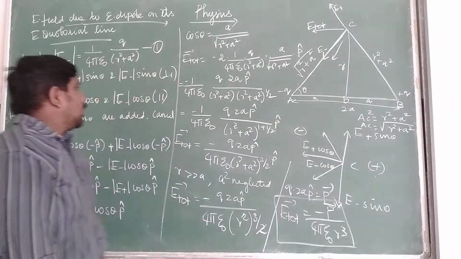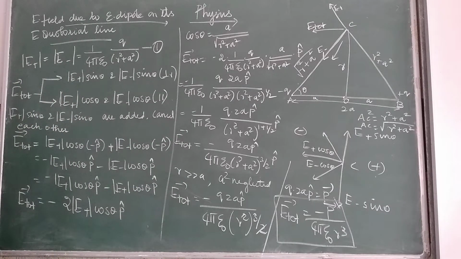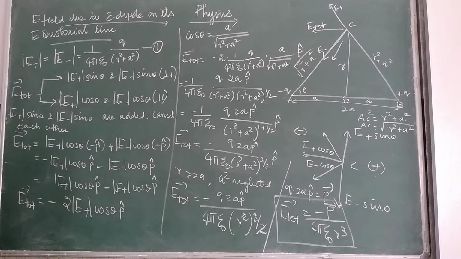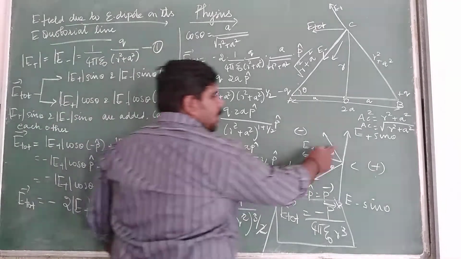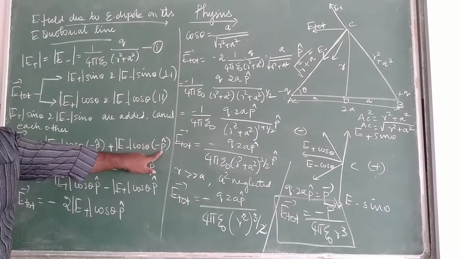So here the total electric field will be resolved into two components. What are the components? E plus sin theta and E minus sin theta, and the other is E plus cos theta and E minus cos theta. But E plus sin theta and E minus sin theta cancel each other. So the remaining components are only E plus cos theta and E minus cos theta. So the total electric field is equal to E plus cos theta into, this will be on the negative axis, so it becomes minus p cap, plus E minus cos theta into minus p cap.